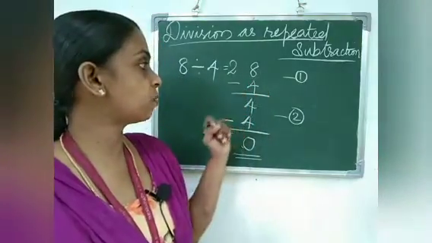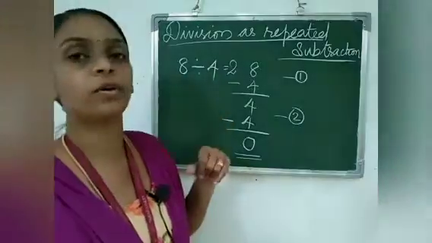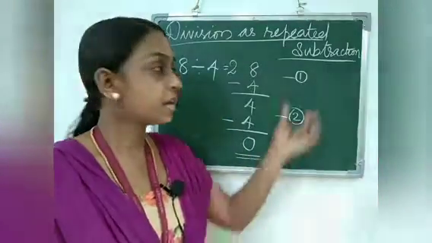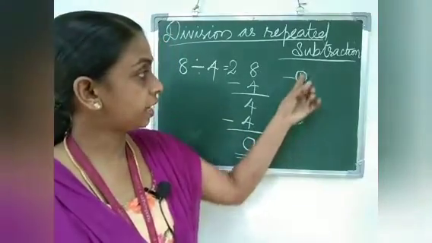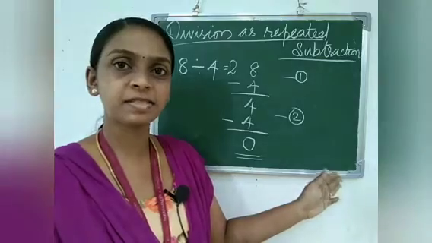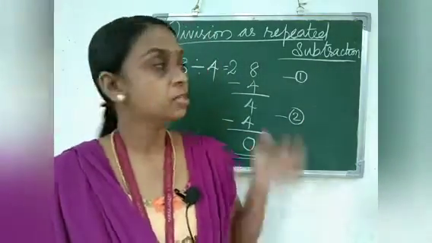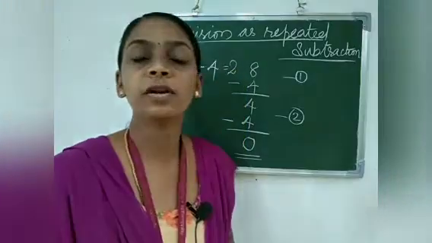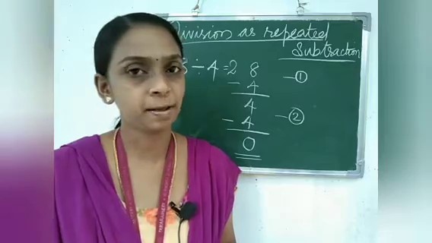So 8 minus 4 is 4. Again we subtracted 4 from that 4, then we got 0. How many steps did we take to get to 0? We took 2 steps. Counting the steps, that will be the answer of the division. So 8 divided by 4 equals 2. I will show you more examples of this repeated subtraction method.